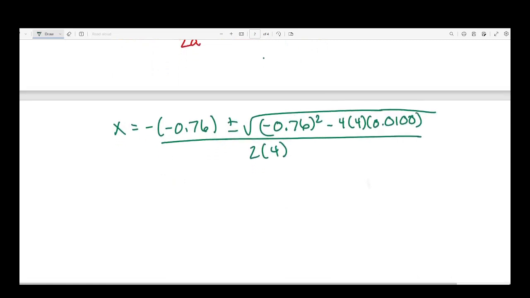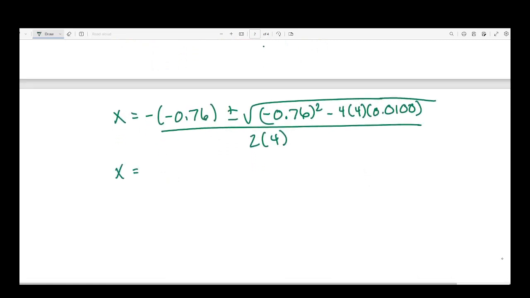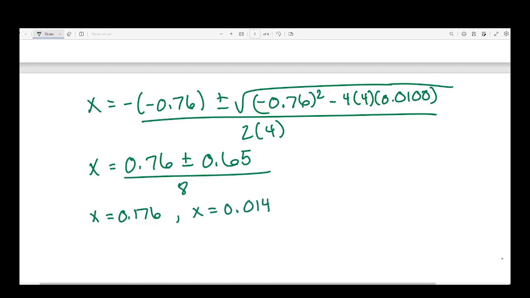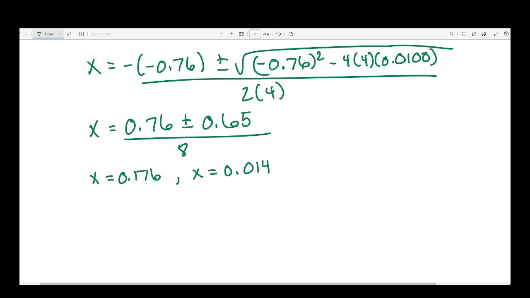Alright, so let's go ahead and work this out. We get x equals 0.76 plus or minus 0.65, divided by 2 times 4, which is 8. Okay, so we get x equals 0.176 and x equals 0.014. Well, obviously we can't have two different concentrations. So let's go ahead and examine these further and see which one applies.